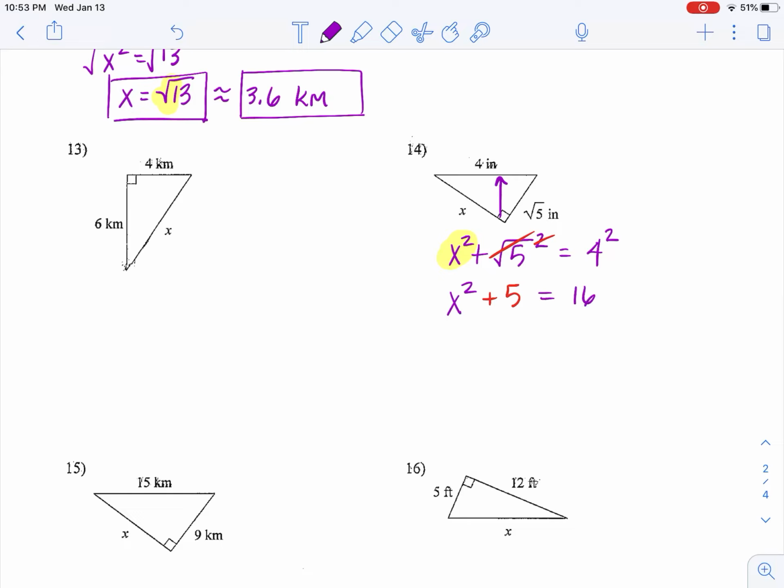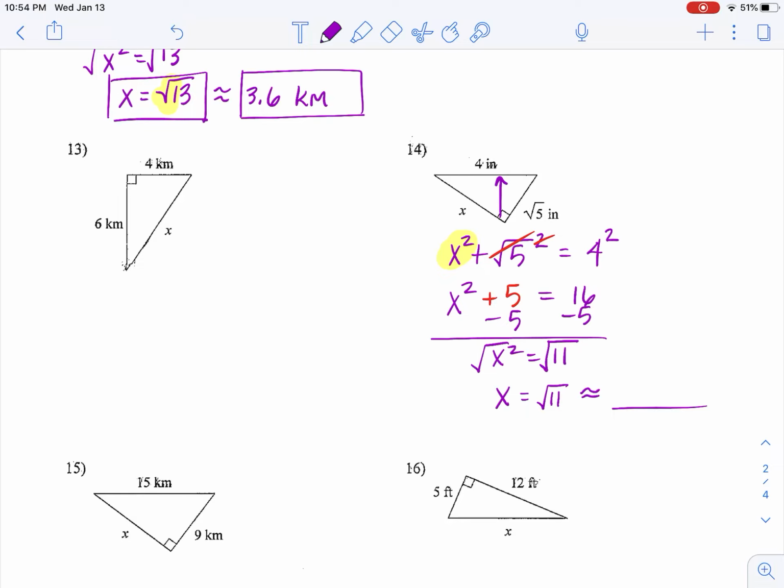All right, 4 squared is 16. If we subtract 5 from both sides, we end up with x squared equals 11. And again, to unsquare your x, you have to square root it. And what you do to one side of an equation, you must do to the other. So you have to square root the 11. And again, you could turn this into a decimal if you want, but you know how to do that, I would hope.